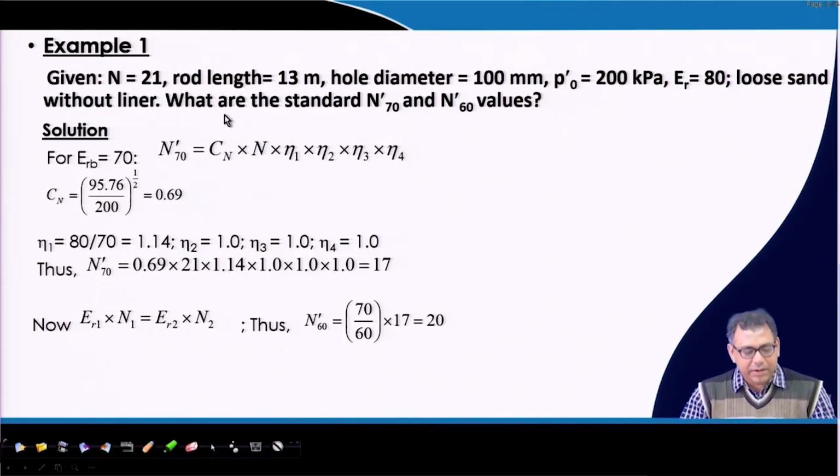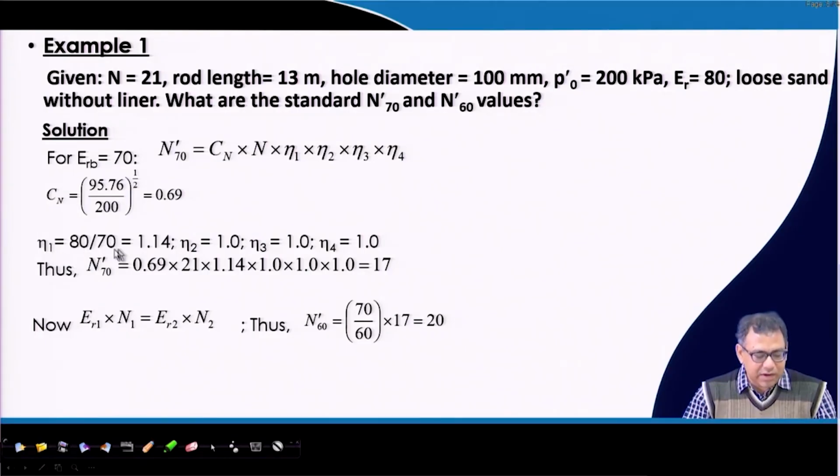So, this is one particular example: your N value is 21, rod length is 13, which means your correction factor will be 1, because this is greater than 10. Then hole diameter 100, P0 bar is 200 kPa, ER is 80, and it is a loose sand and without liner, and we want to represent them in 70. What would be the value? Then all these values I will get, because ERB is 70 and ER is 80.